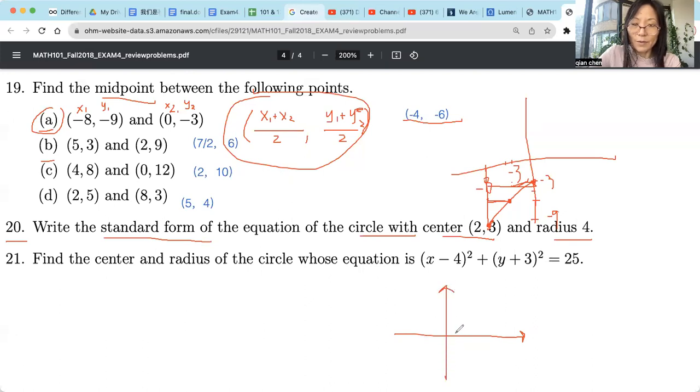So let's say the center is 2 and 3. This is 2 on the x-axis. 1, 2, 3. This is 3 on the y-axis. So the center is here. And the radius is 4. Radius 4.